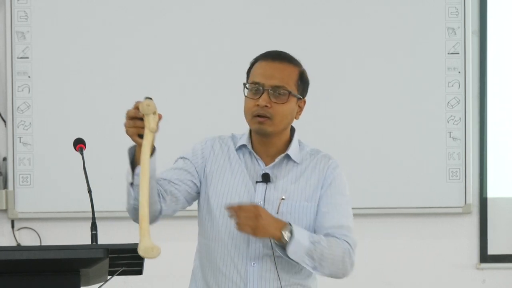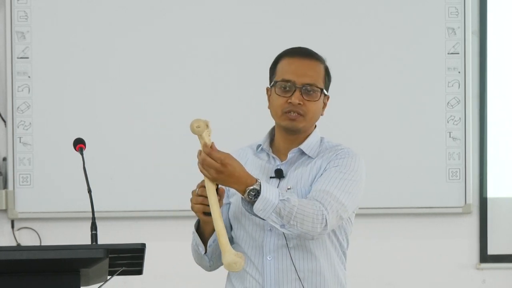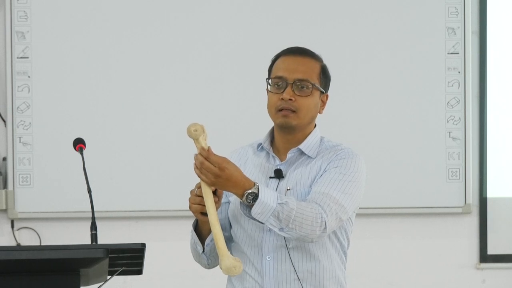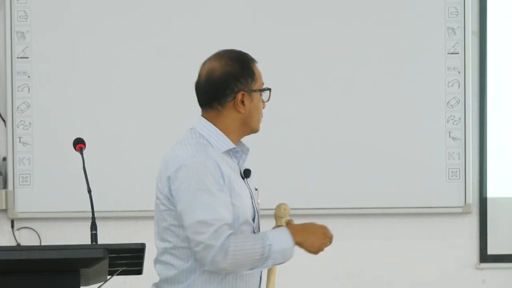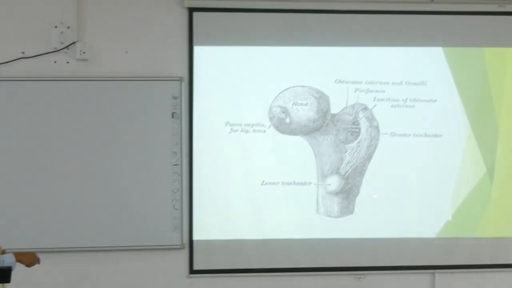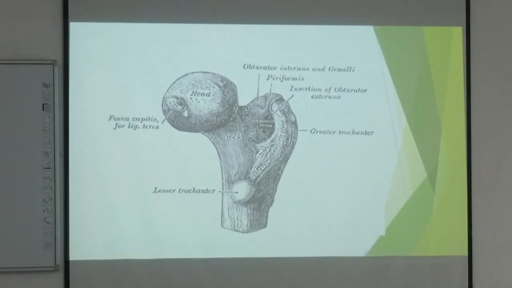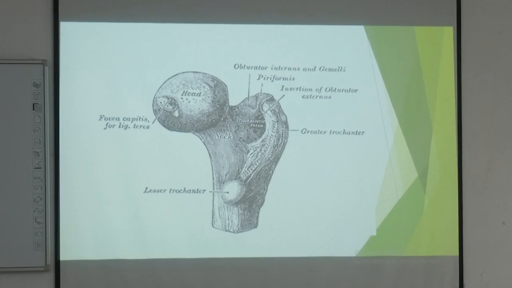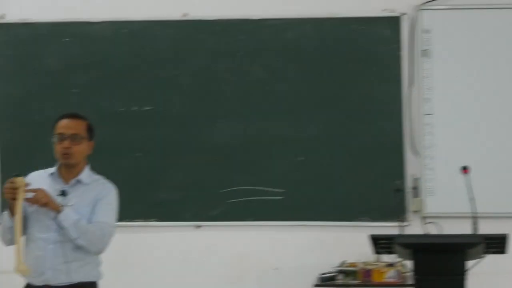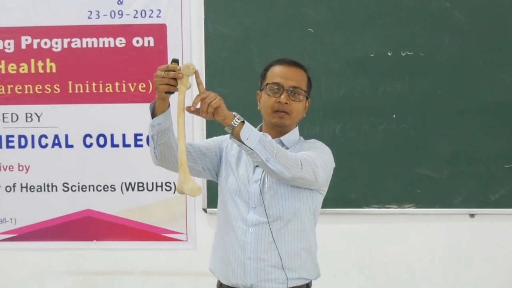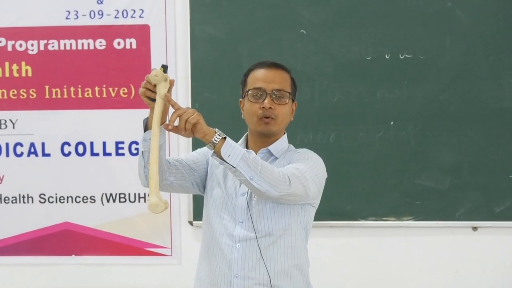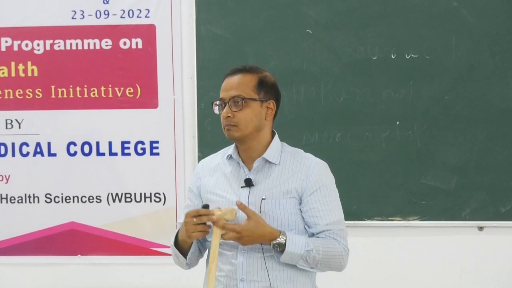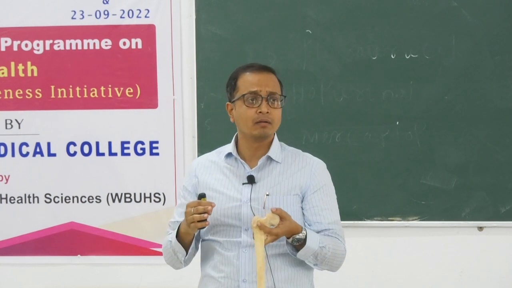Coming from the greater trochanter, there is a small conical projection. Call it the lesser trochanter. So we have the greater trochanter, and we have the lesser trochanter which is conically projected, and this particular lesser trochanter is projected medially, just like the head is projected medially. We are done with the upper part.